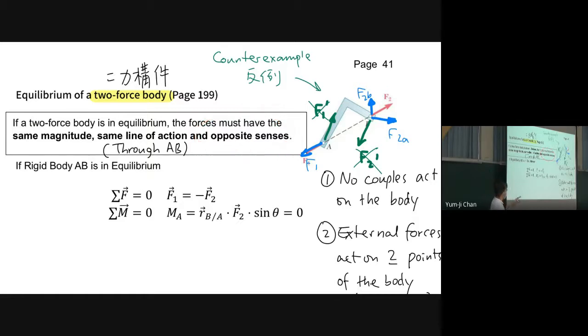The magnitudes are the same. F1 and F2 are the same magnitude, and the line of action needs to be the same, which is through AB. And they are opposite axes. It means the directions of them are opposite to each other. Remember this one. For this one, the summation of M does not equal 0.